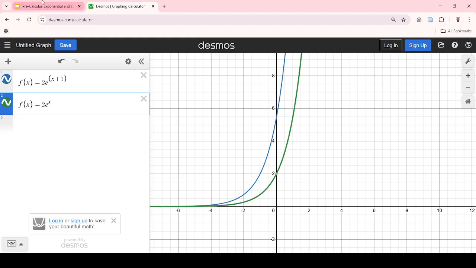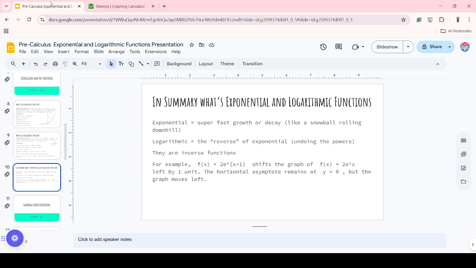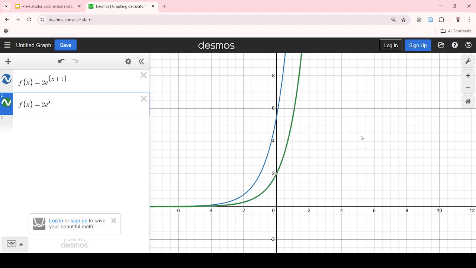And we see that it is going to shift the exponential function of 2e to the power of x plus 1 to the right by 2 units. Excuse me, left by 1 unit. The horizontal asymptote, of course, is at y equals 0, but the graph will move left.